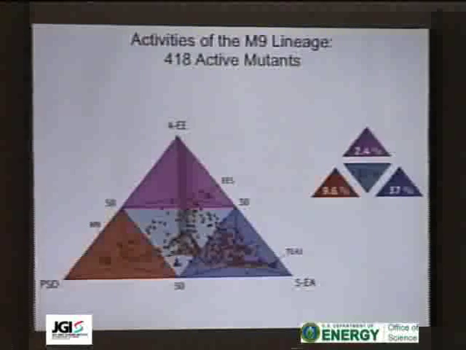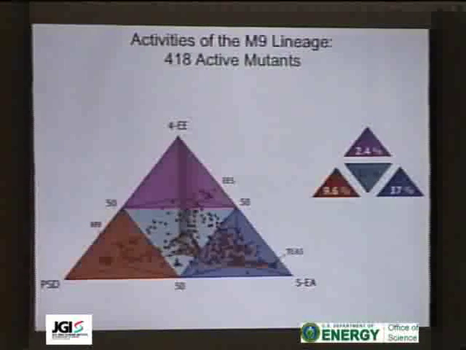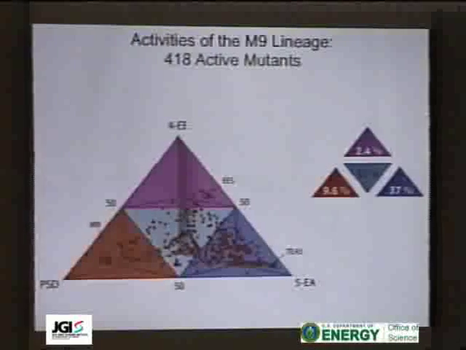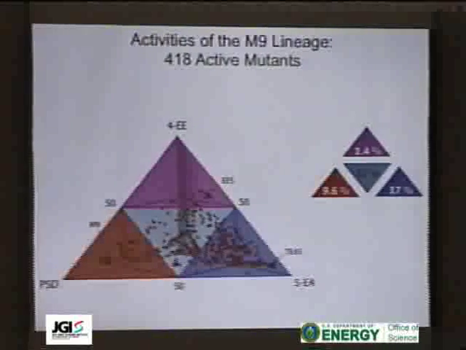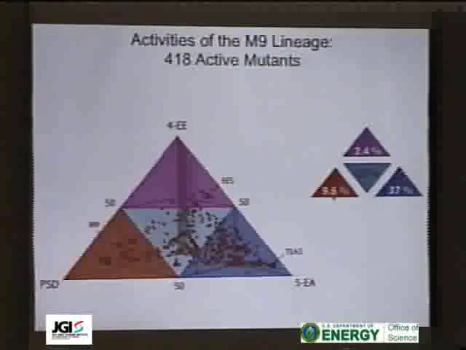And as we expected, the majority of things are promiscuous. About half of the library is promiscuous. 90% of the library is active. But we do have a number of these other activities that are shown in the library.